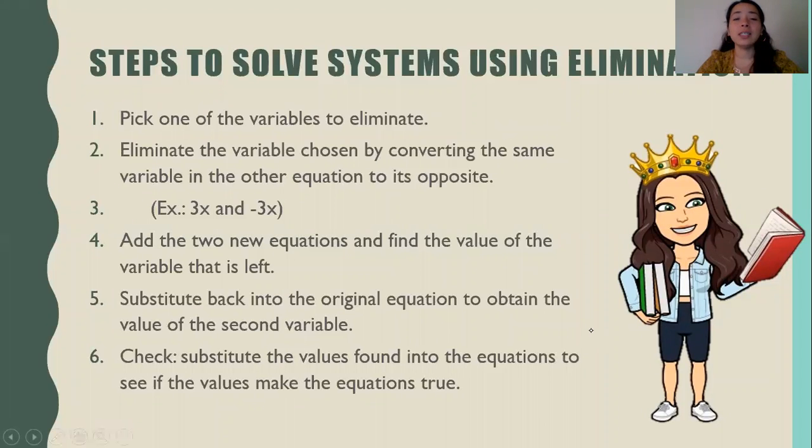Okay. Before we solve it, let's look at the steps to solve using elimination. So here it says this shouldn't be here. It should be 3, 4, and 5. Okay. So pick one of the variables to eliminate. You eliminate the variable chosen by converting the same variable in the equation to its opposite. You add the 2 new equations and find the value of the variable that is left. And then you substitute back into the original equation to attain the value of the second variable. And then you check. Okay.